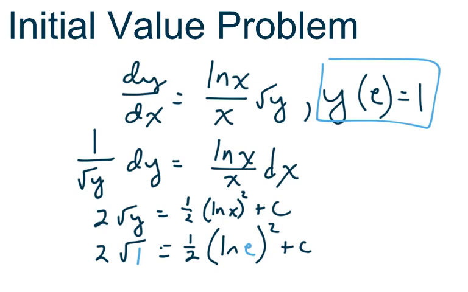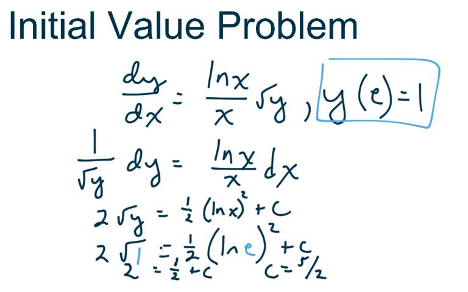You can evaluate the square root of 1. That's pretty easy. You can do the ln of e. Remember, the ln of e is equal to 1. So we're solving this for c, and it looks like the left side of the equation will equal 2. Looks like the right side of the equation will equal nothing more than 1/2 times 1 plus c. So we're able to subtract 1/2 from both sides and end up with a c value of 5/2.